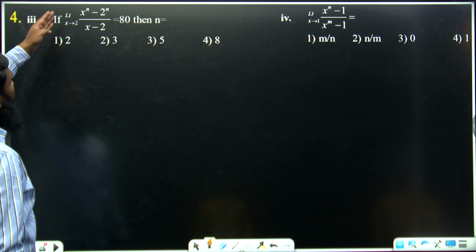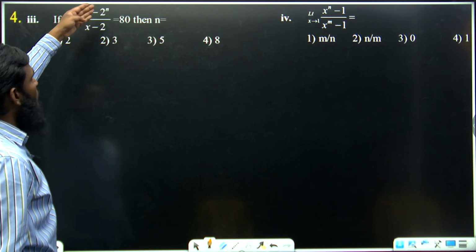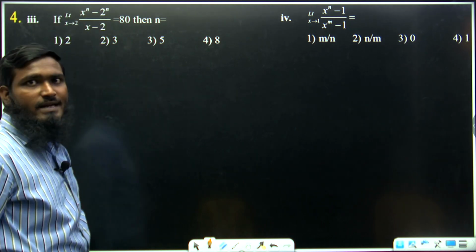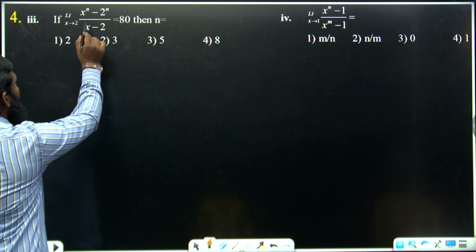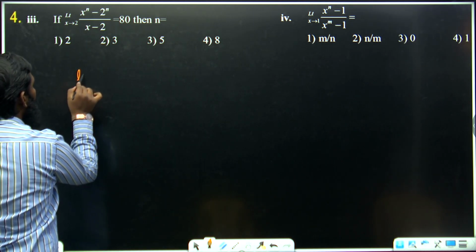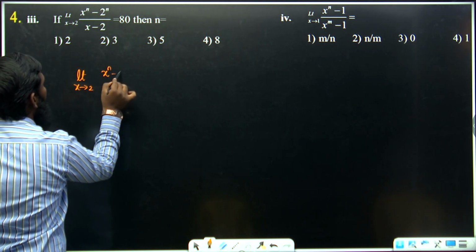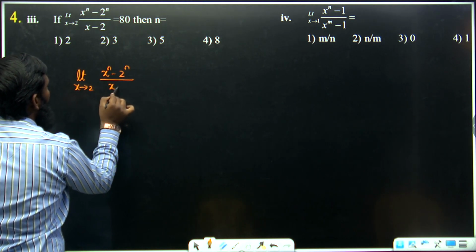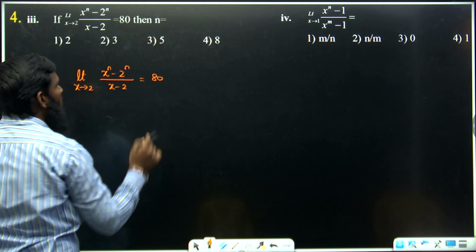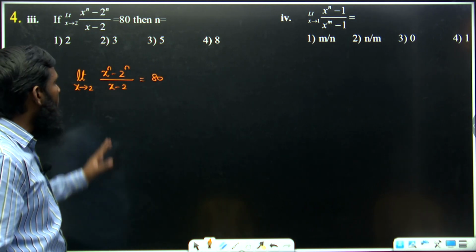Now next question. Limit x tends to 2, x power n minus 2 power n divided by x minus 2 is equals to 80. Then n is equals to. This is one interesting question we are having over here. See this part. Limit x tends to 2, x power n minus 2 power n divided by x minus 2 is equals to 80. Already the answer has been given over here. Now we have to find out the n value.